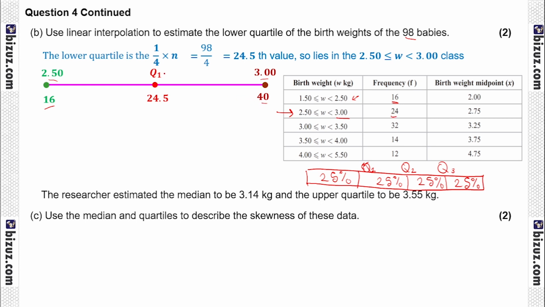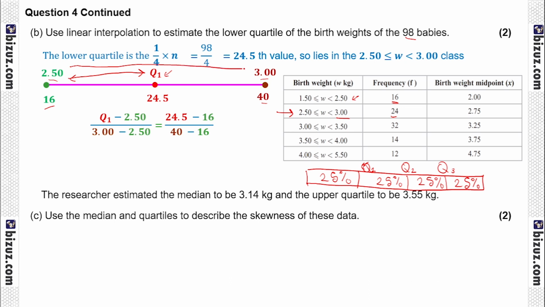Now, the value that we're supposed to find, Q1, let's say it's here, and the corresponding cumulative frequency we already found, it's 24.5. Linear interpolation basically says that if we take similar ratios, they should approximately be equal. Suppose on the values side, let's take this gap right here, that's Q1 minus 2.50. If we divide this by the large gap, that's 3.00 minus 2.50.